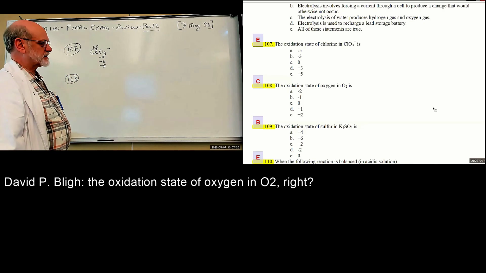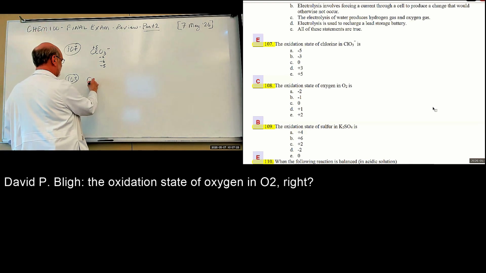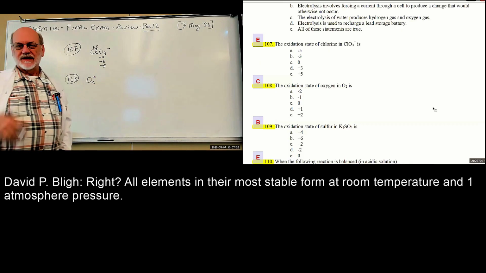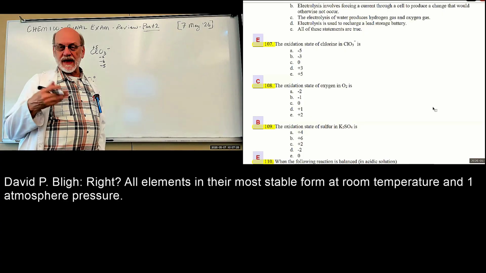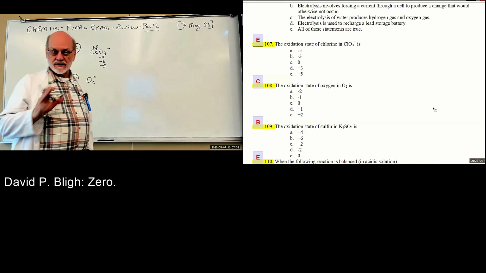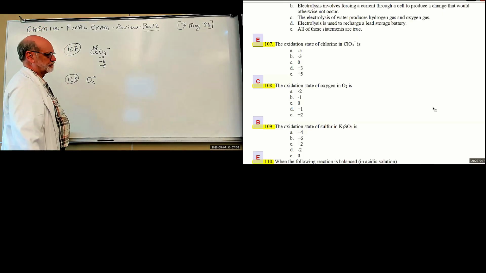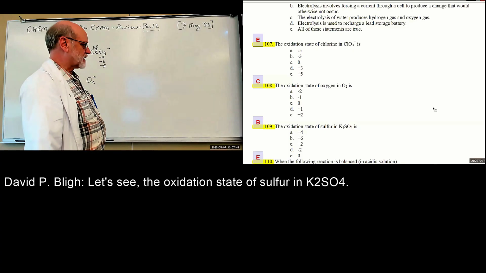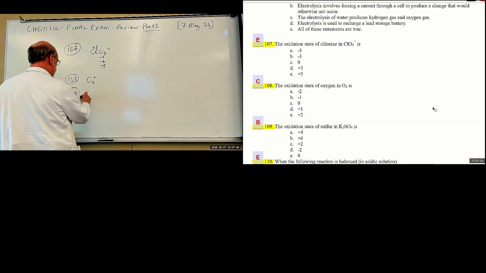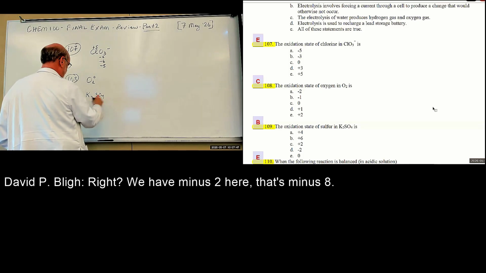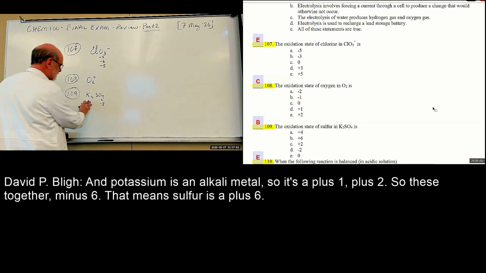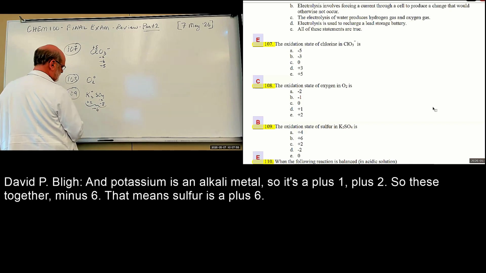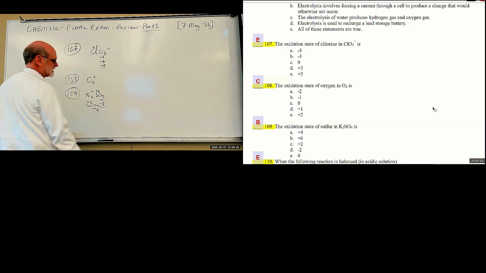108. The oxidation state of oxygen in O2. Right. All elements in their most stable form at room temperature and 1 atmosphere pressure is 0. 109. Let's see, the oxidation state of sulfur in K2SO4. We have -2 here, that's -8. And potassium is an alkali metal, so it's a +1, +2. So these together, -6. That means sulfur is a +6.